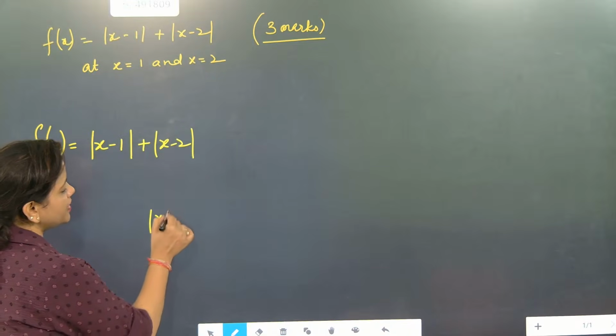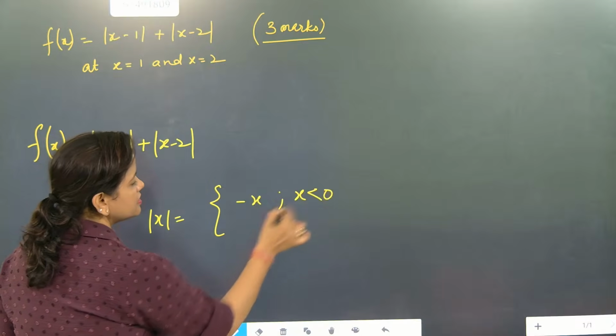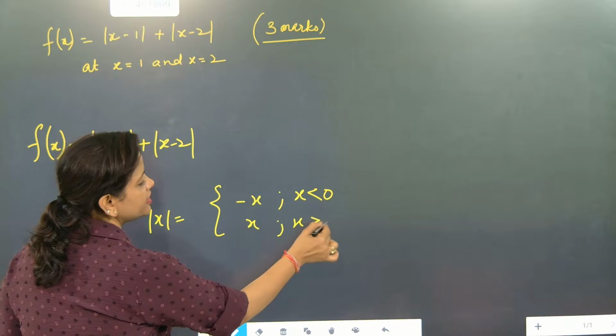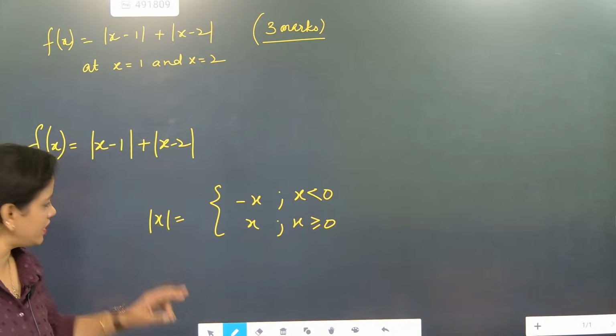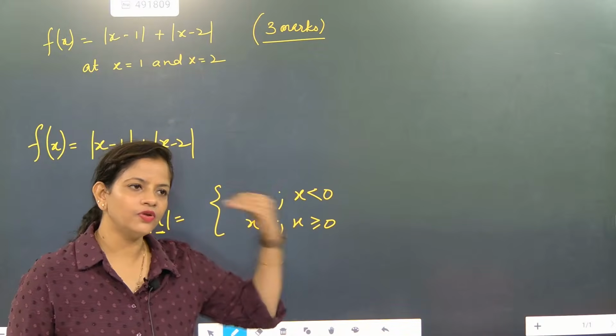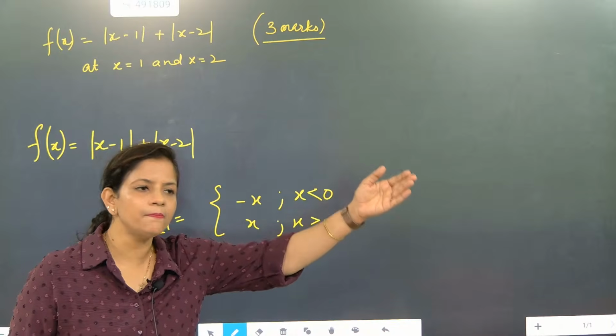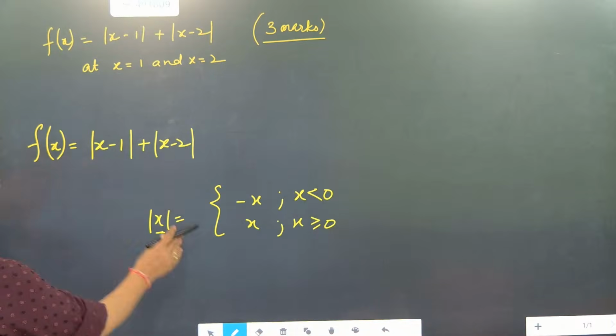How does modulus x behave? It is telling us: minus x when x is less than 0, and x when x is greater than or equal to 0. That means whatever is inside the modulus, you have to make it equal to 0. When you go to the left side, it becomes minus. When you go to the right side, it becomes plus. So this is the thing we are going to follow.